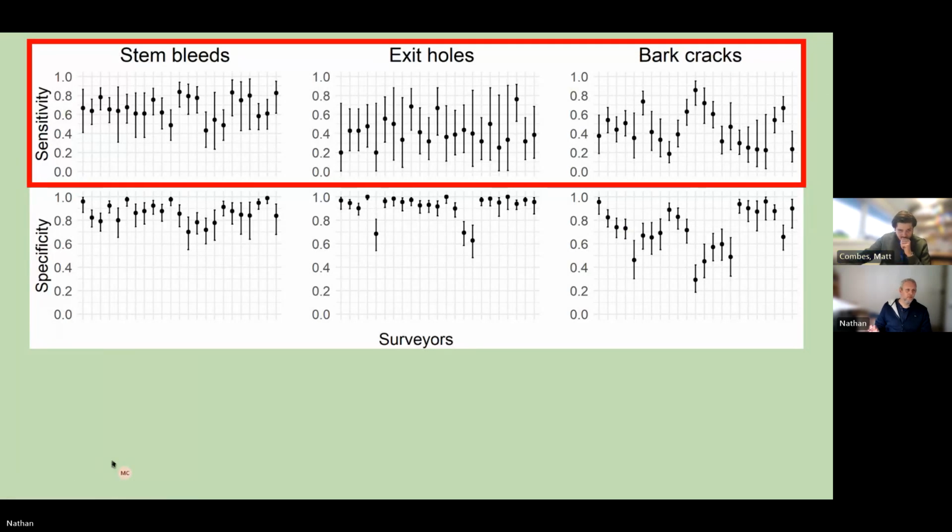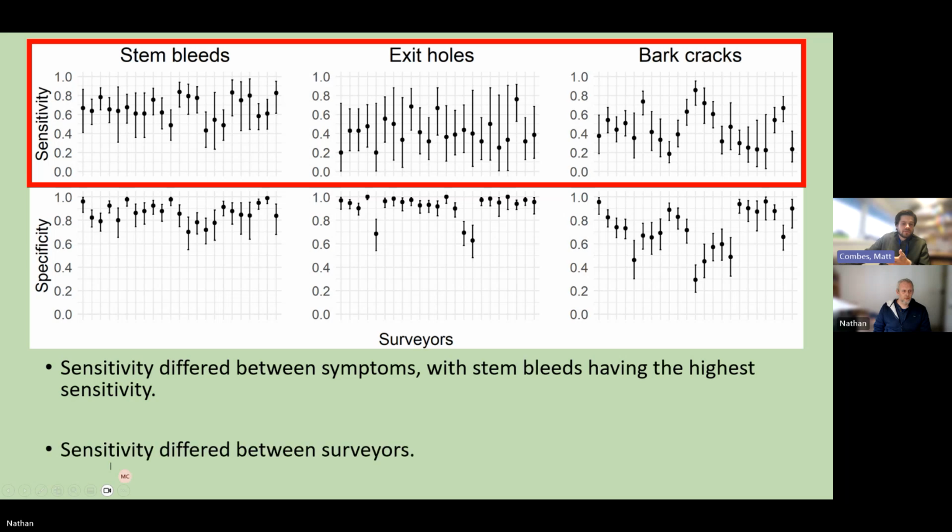So here's what we found. As you can see, the sensitivity on the top graph, the probability of correctly identifying a symptom when it's there, differs between the symptoms, and you can see that the stem bleeds have the highest sensitivity. So when the stem bleeds are there, they're most likely to be picked up. And we can also see this obviously differs between individuals.